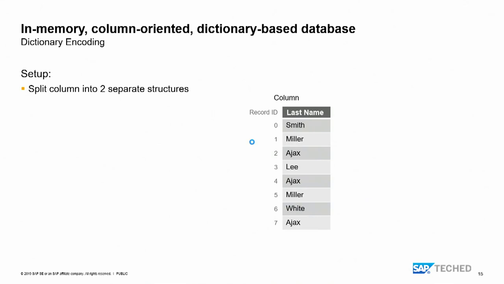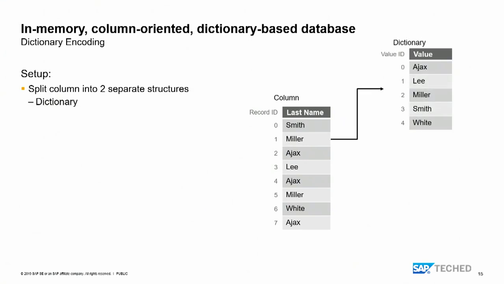You see here just one column of last names. And I will firstly talk about the setup of such dictionary encoding. We split the column in two data structures, and the first is the so-called dictionary. We see that on the top right, and it contains every value once that's contained in the column. So look here, Ajax is there 3 times, but Ajax is only once in the dictionary.